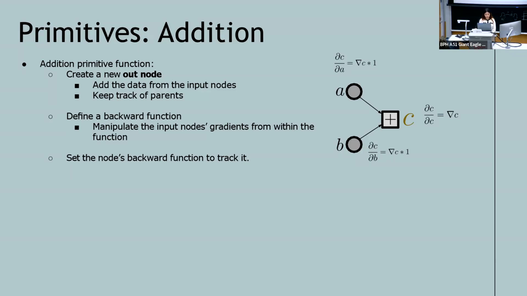Then we define a backward function. In backpropagation, the function takes the incoming gradient and passes it unchanged to both A and B, because the derivative of addition with respect to each input is just 1, as we just mentioned. Finally, we set this backward function on the output node, so when autograd calls the backward function, it knows exactly how to propagate the gradients through the addition.